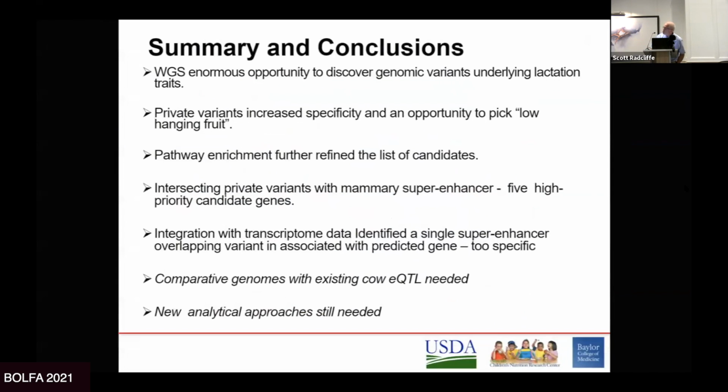All right, so this is just my summary. I've used almost every bit of my time. We've got an enormous opportunity now with the whole genome sequence that we have. We've been able to pull the private variants, and hopefully we've got some candidates in the low-hanging fruit. The pathway enrichment has allowed us to focus a little bit on 5 genes, and we're integrating this with transcriptome data. But it's clear to me that we need to get some other species involved that are lactating, and the cow is the most obvious one. And last, different analytical approaches are needed.